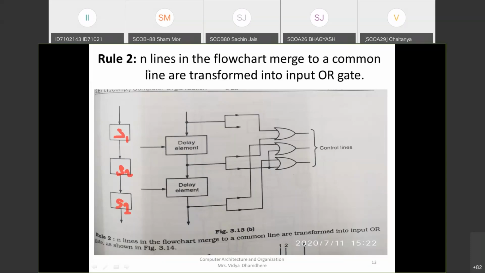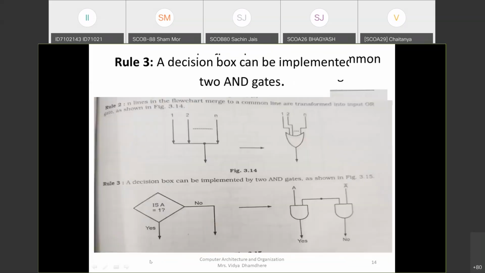So here the rule is mentioned: n lines in a flow chart that merge into a common line are transferred into the input of an OR gate. That will be the second rule. Again we will see the second rule. Again, one diagram is there.